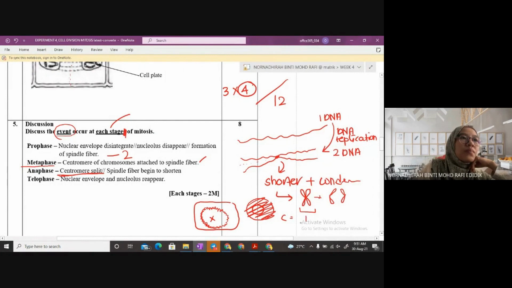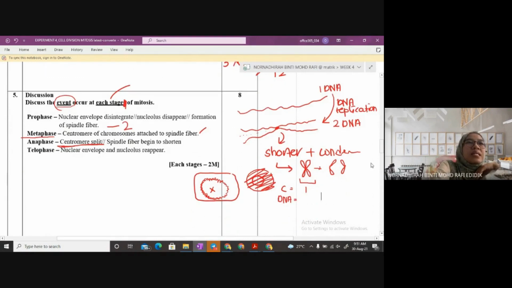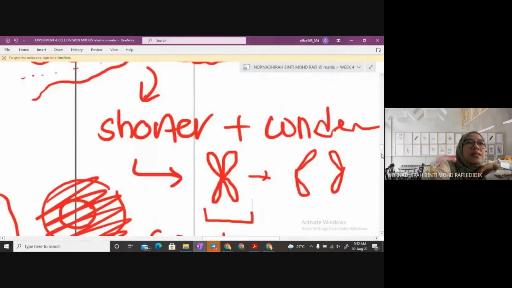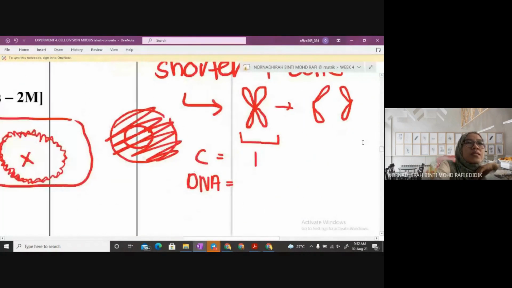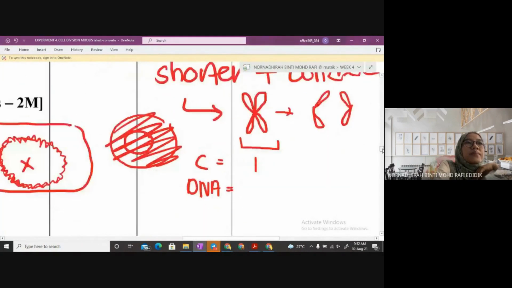One chromosome. How many DNA here? How many DNA here? Nampak tak? Saya nak semua orang try. Tak apa salah. Ini basic ni. Basic sangat ni. Kalau dah belajar kat sekolah, memang dah belajar pun. Okay, so how many DNA here?